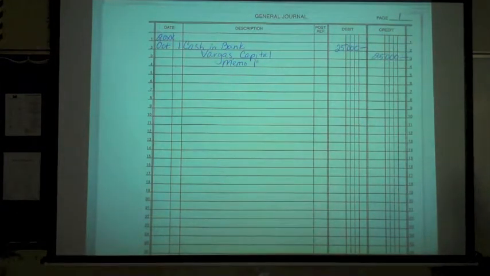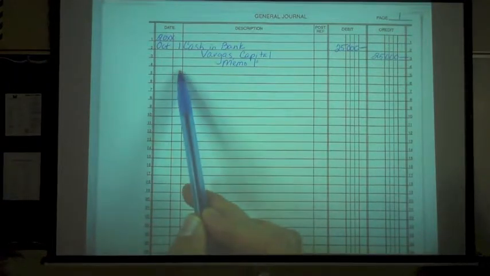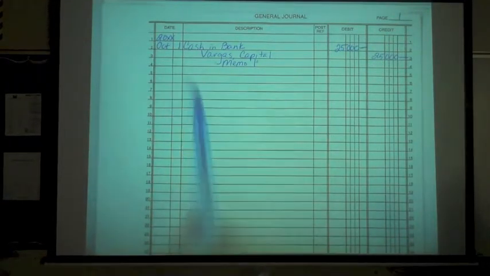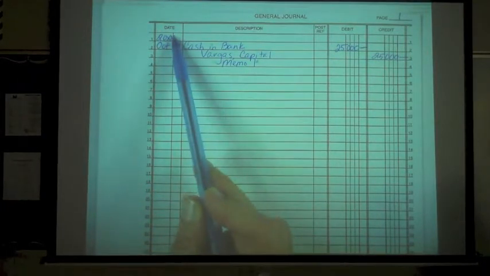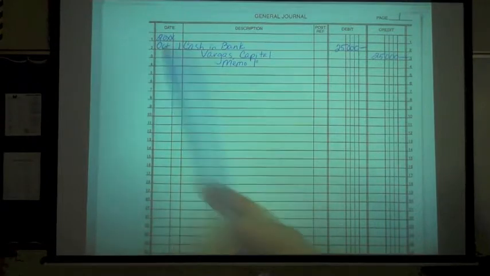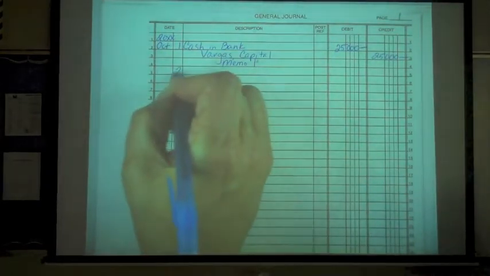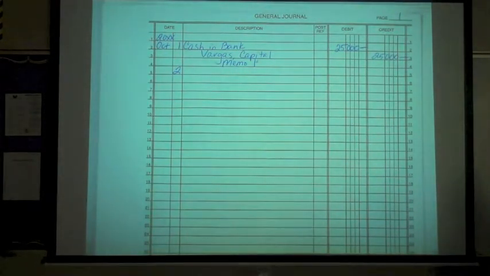Now, the next transaction, transaction number 2, happened on October 2nd. It doesn't always happen the next day. In fact, you could have another transaction that happens on the 1st. This one happens on the 2nd. Because it's the same month and it's the same year, we don't have to repeat the year, we don't have to repeat the month. We just simply put the new date, which is the 2nd.